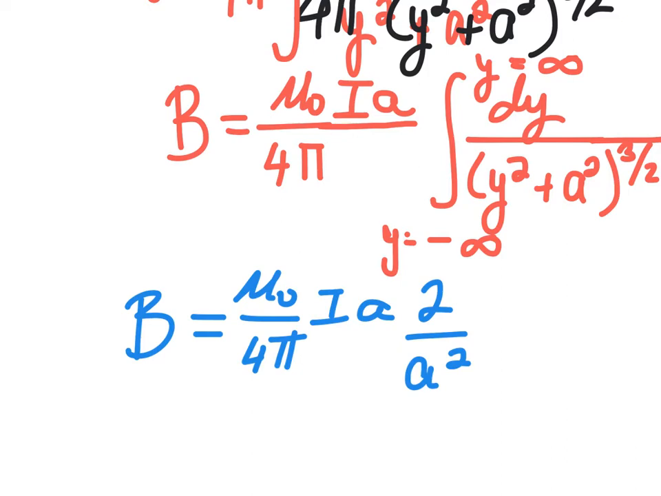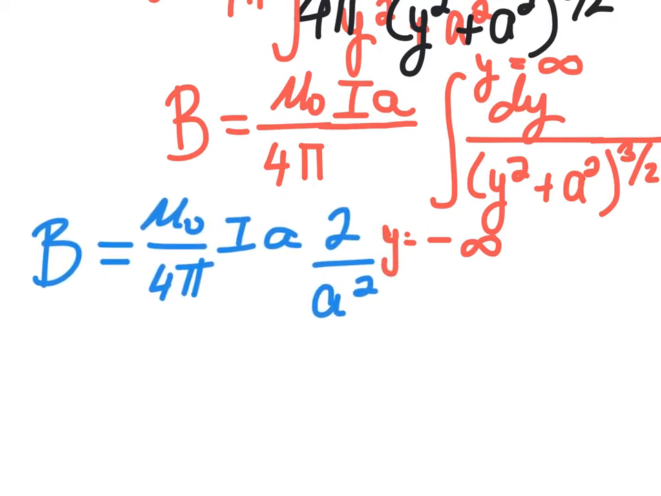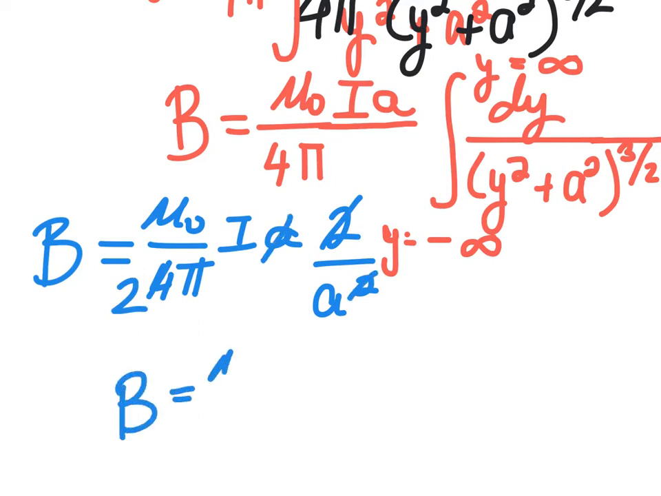Alright? So what that's going to do is simplify. So let me scoot this up a little bit, it's getting a bit messy. That's going to simplify the 2 out and one of the a's out. So I'm going to be left with B is equal to mu naught over 2 pi times I over a.